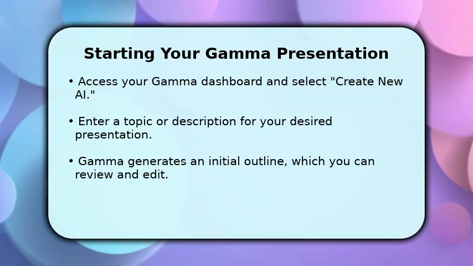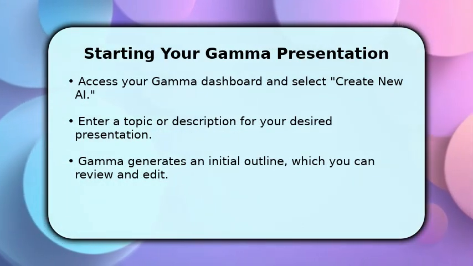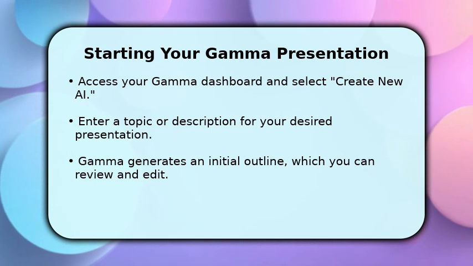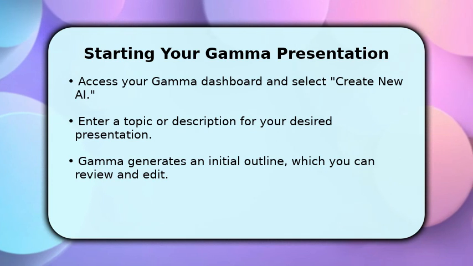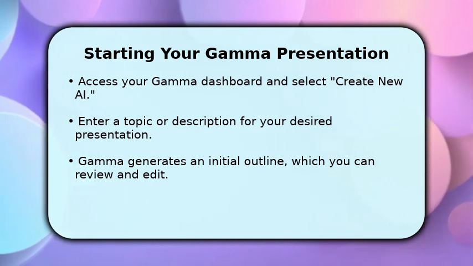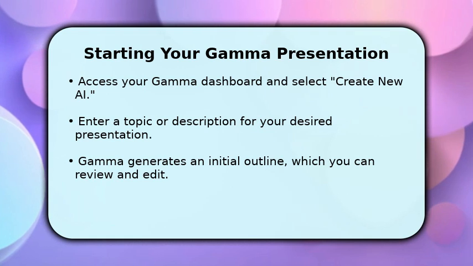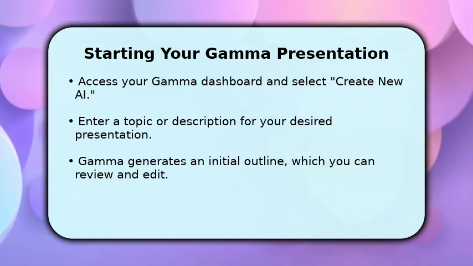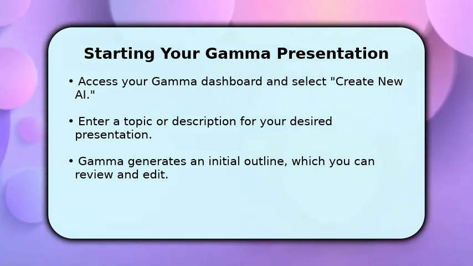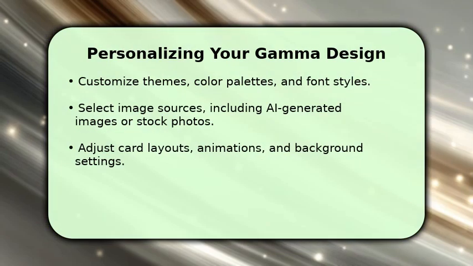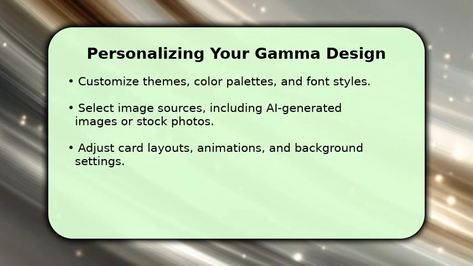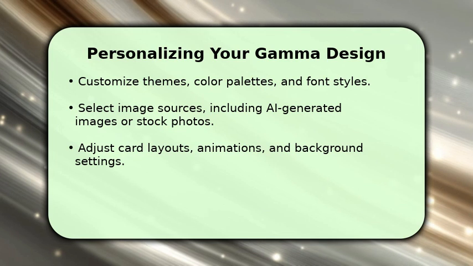To begin, simply navigate to your Gamma dashboard and click Create New AI. Here, you can choose to generate a presentation from a simple one-line prompt, paste in existing notes, or import a file like a PowerPoint. After entering your topic, Gamma will quickly generate a structured outline. You can then refine this outline, selecting details such as the number of cards, which are like slides, and your preferred language. Gamma offers extensive customization options to make your presentation truly unique.